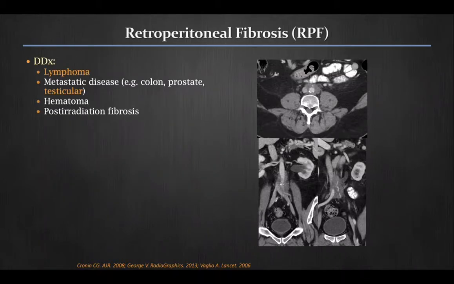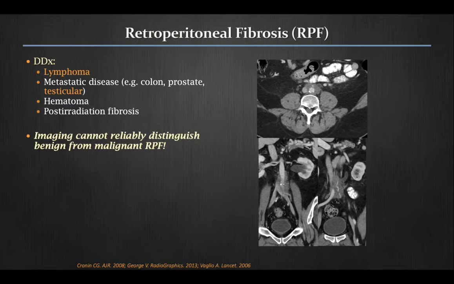Differential for retroperitoneal soft tissue includes things we've already talked about: lymphoma, metastatic disease, hematoma, and I would add one more in this category that we haven't talked about yet, which is post-irradiation fibrosis. This retroperitoneal soft tissue in retroperitoneal fibrosis looks very fibrotic, in some cases inflammatory, which can mirror the findings of post-irradiation fibrosis. So that's a piece of history that you would need if you were to suggest that, but another thing to consider.